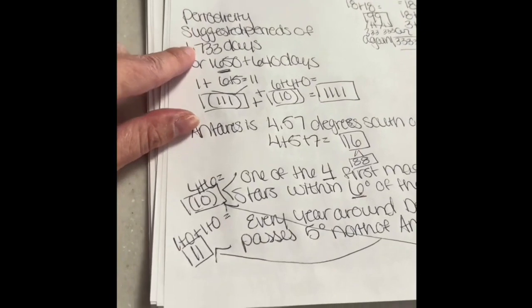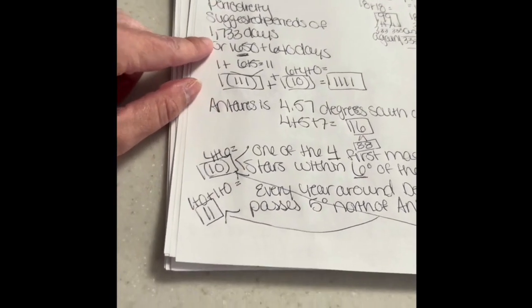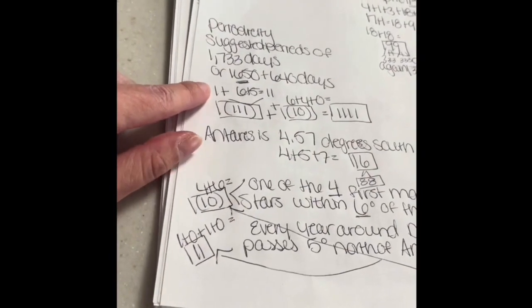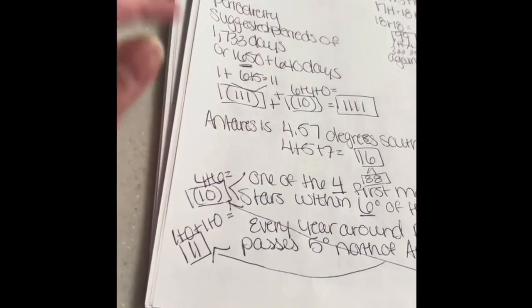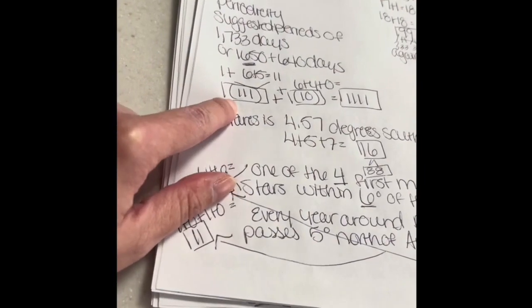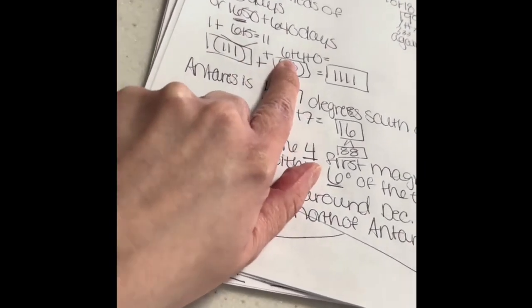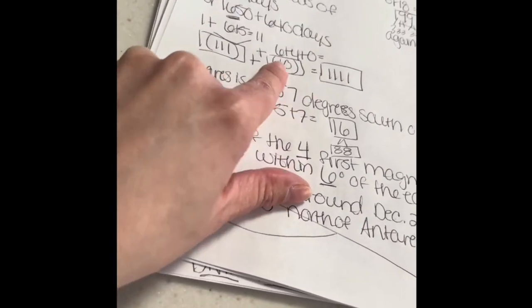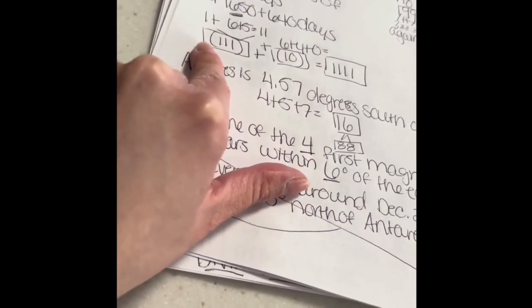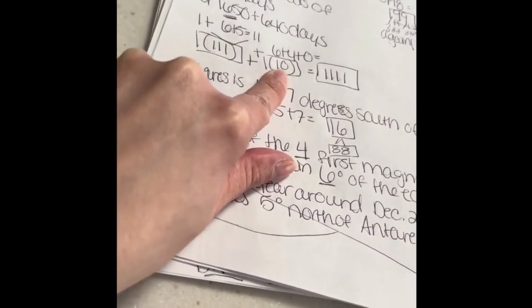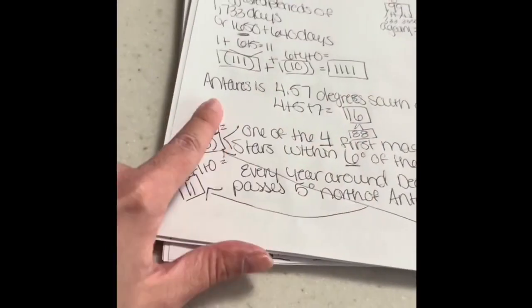The periodicity suggests the periods of 1,733 days, or 1650 plus 640 days. 1 plus 6 plus 5, 6 plus 5 is 11. We have actually a 111 here. We have the 6 plus a 4 is a 10, plus a 0 is 10. So this could be 1111, because 1 plus 0 is 1. So 111 and 1 is 4 ones, 1111.